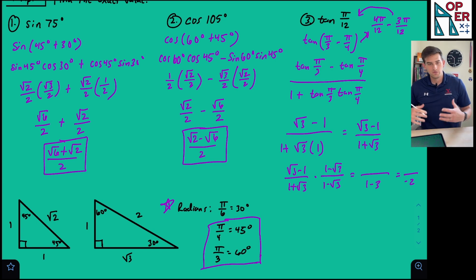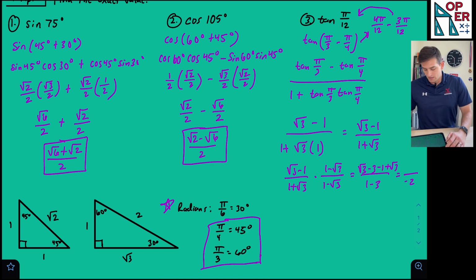Now in the numerator, we can FOIL. We have two binomials we're multiplying together. So that would be root 3 times 1, so root 3. Root 3 times negative root 3, so minus 3. Negative 1 times 1, minus 1. And then negative 1 times negative root 3, so plus root 3.